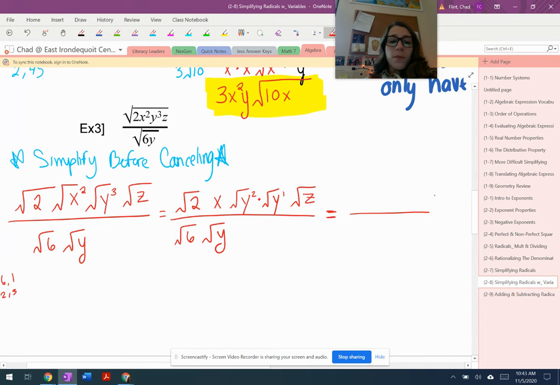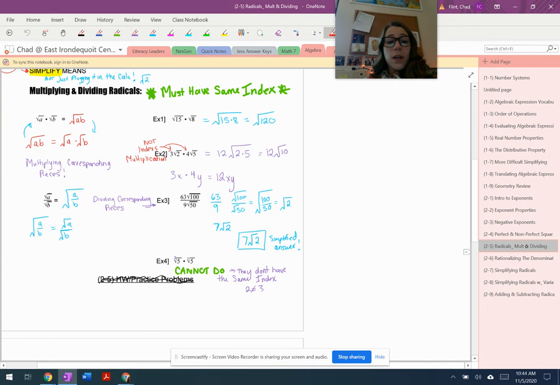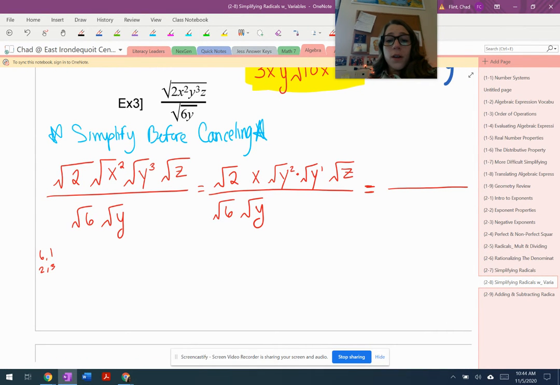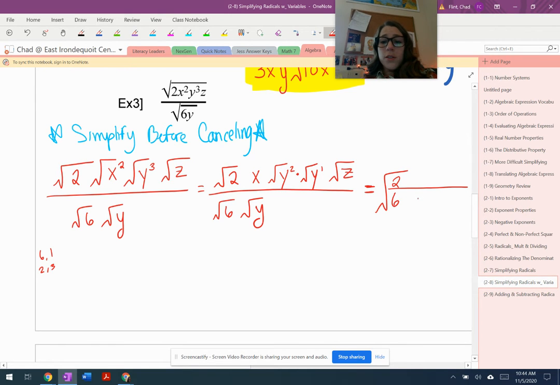So now, I have the square root of 2 and the square root of 6. I could simplify those or do that division like we learned in that previous lesson about multiplying and dividing radicals. When I had the square root of 100 divided by the square root of 50, I was able to just do that division and turn that square root into that. So we can do that here. So we're going to look at the square root of 2 over 6, which we'll move into the next one.